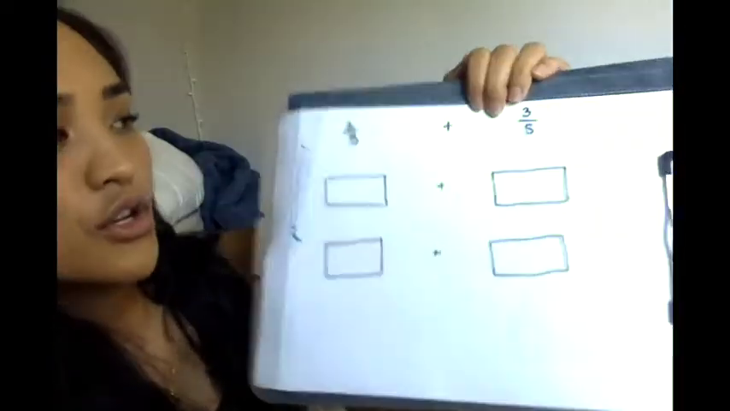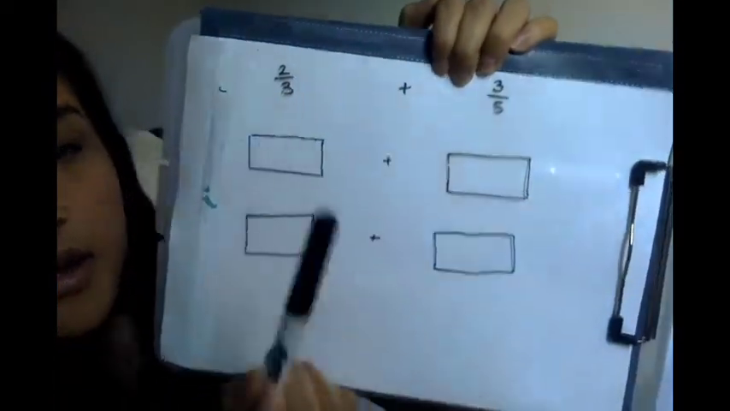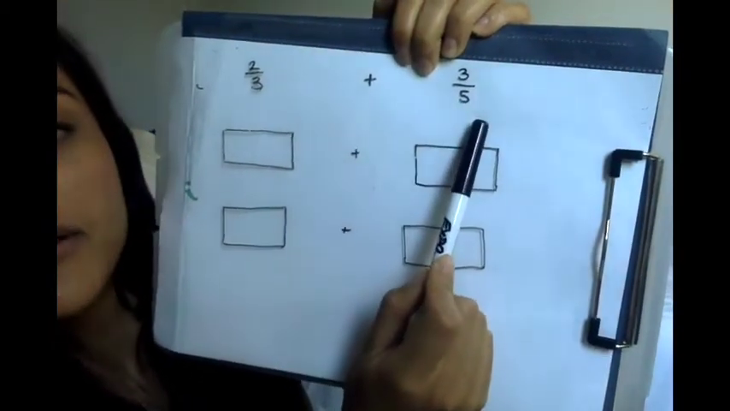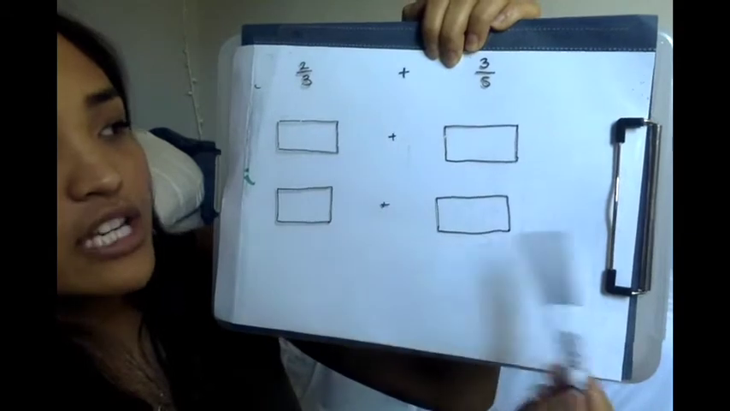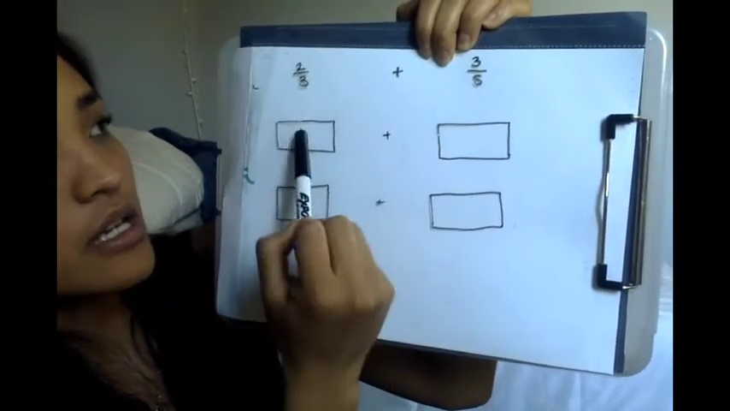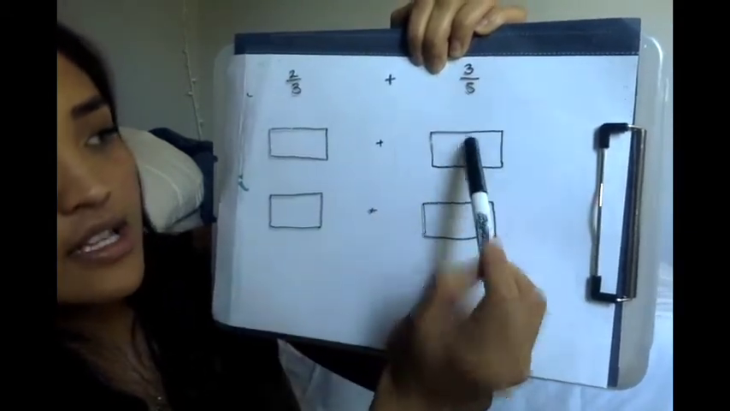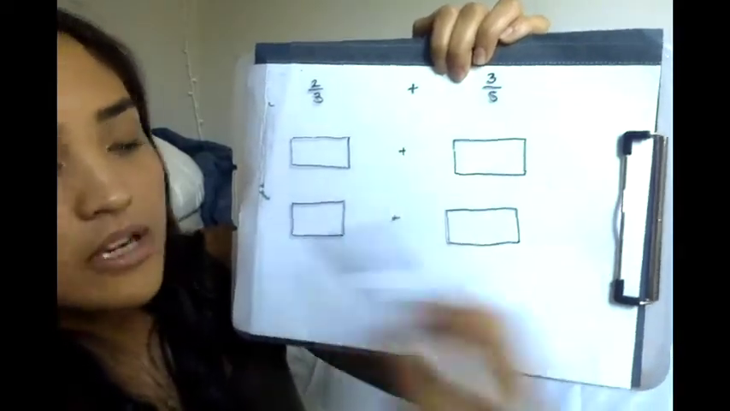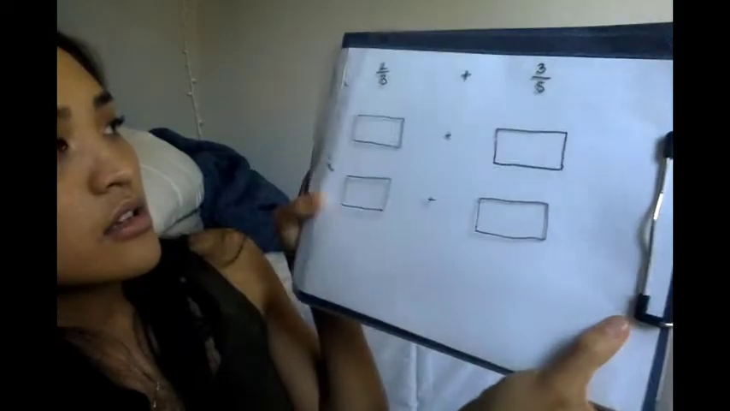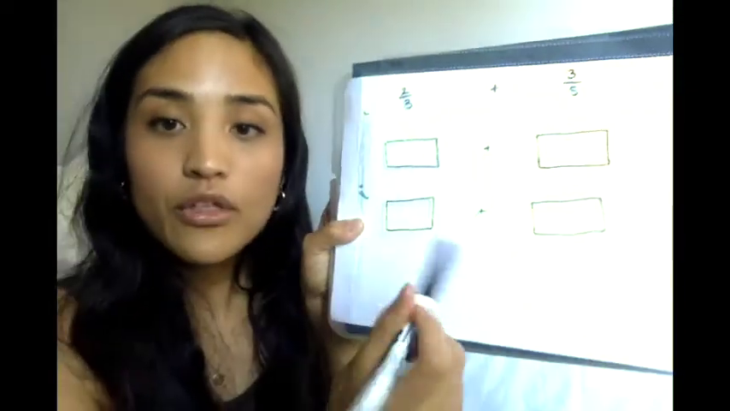And here we have 2/3 plus 3/5. The reason why I have these pictures here is because this is going to be the 2/3 drawn, and this is going to be the 3/5 drawn, and then we're going to manipulate our denominators on this side. Okay, let's start off with 2/3.